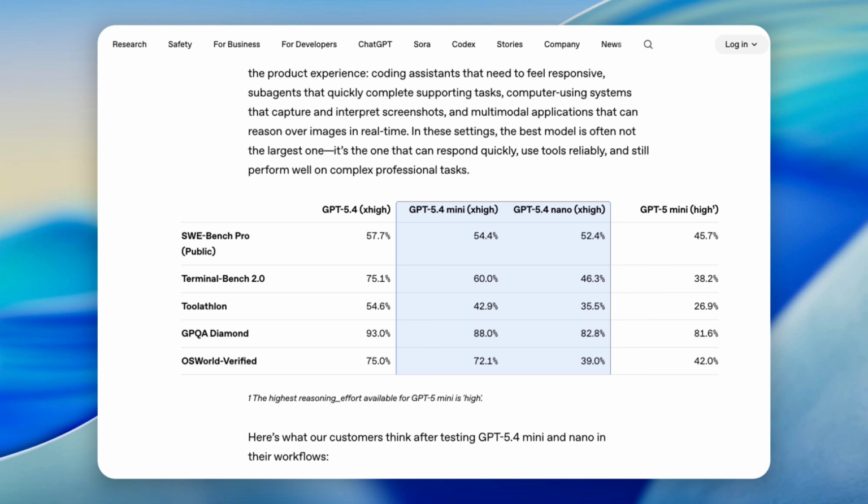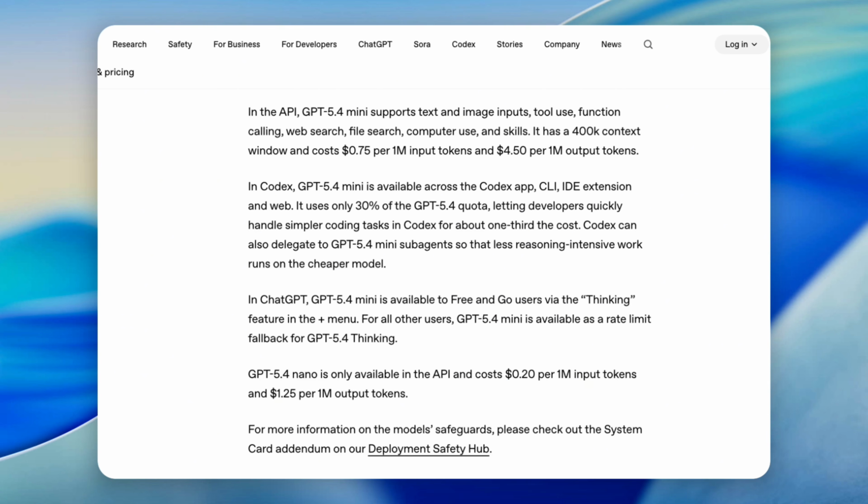It's designed for pipelines that run massive volumes of simple, structured tasks. Think, you have a system that's processing thousands of documents, classifying them, extracting fields, routing things. That's where Nano would make sense. The pricing makes that pretty clear as well.